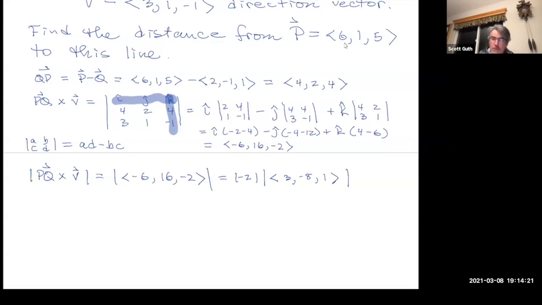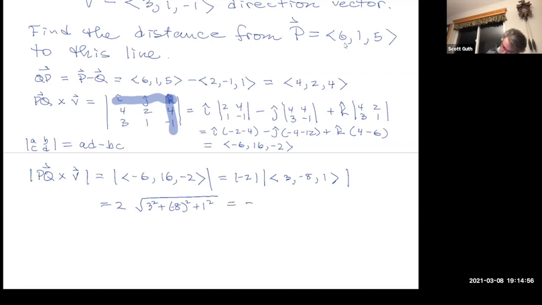So this is important because you end up with vectors that get really big in the next chapter with nasty stuff on the inside. And the point is, if you can factor it, do, but make sure you're taking the absolute value if it's a negative scalar coming out. So that just becomes a 2 out front, and then you have the square root. So there's the 3 squared plus the negative 8 squared, not that the negative matters, and then plus 1 squared.